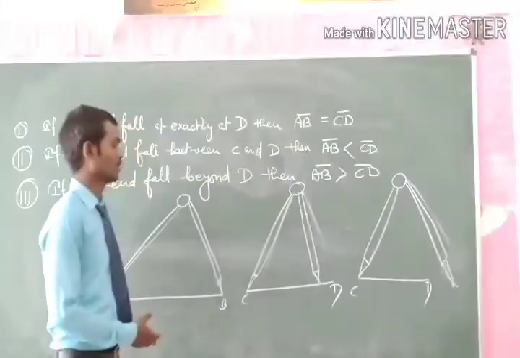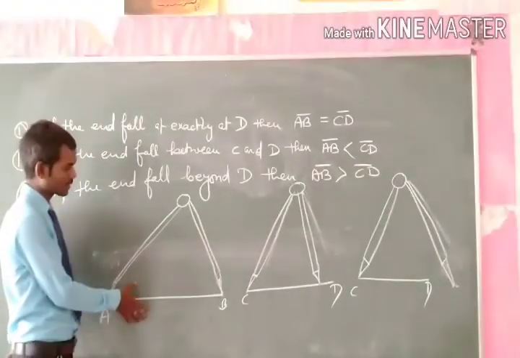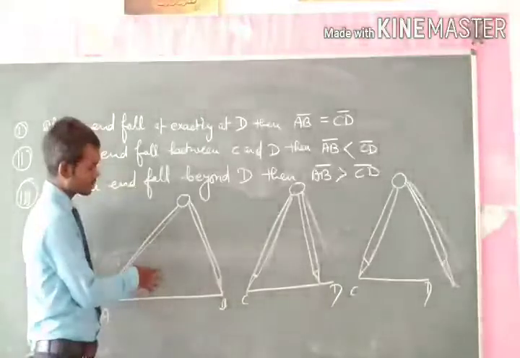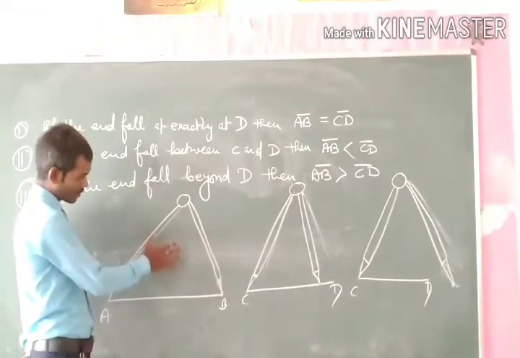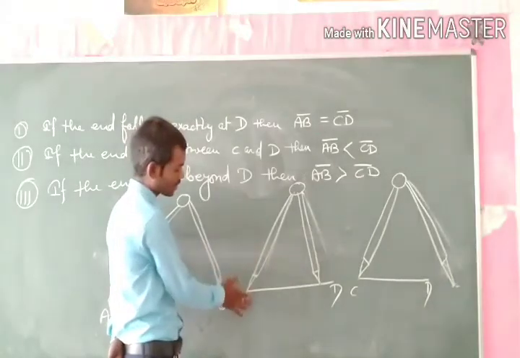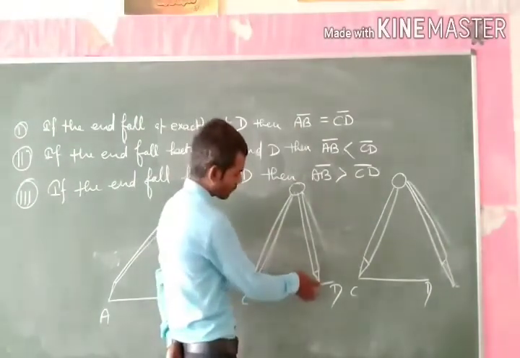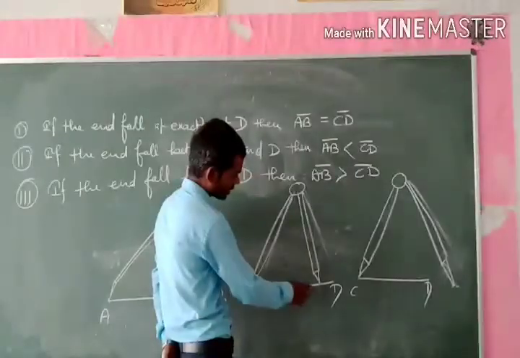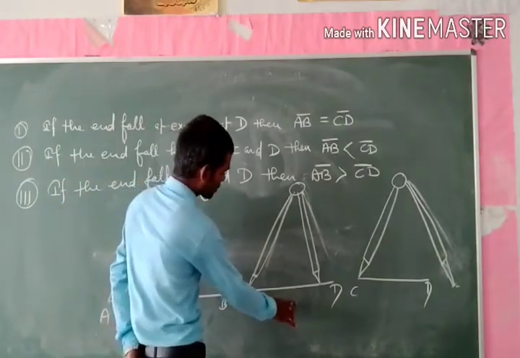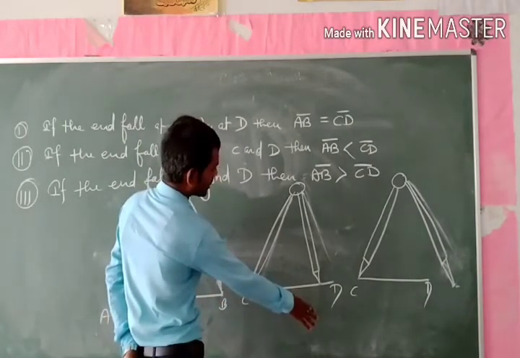In these three figures, we can see that first we measure the length of the line segment AB using the divider like this. Now, without changing the distance in the divider, we place it in this manner on the line segment CD, then we get such a case. In this case, the other end falls between the points C and D. That means the length of the line segment AB is less than the length of line segment CD.